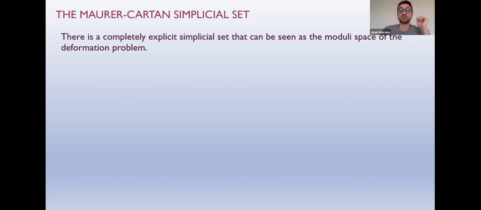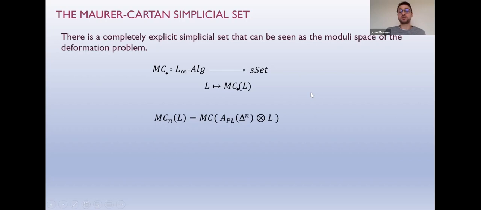So this is given by a functor, the Maurer-Cartan functor, which goes from the category of complete or nilpotent L-infinity algebras to simplicial sets. There are other simplicial sets which are equivalent to this, but I'm going to focus on this one because it is very visual. If you start with an L-infinity algebra L, you can build this new simplicial set so that its n-simplices are given by the usual Maurer-Cartan elements of a certain L-infinity algebra. That L-infinity algebra is obtained by extending the scalars of L by the commutative differential graded algebra of polynomial forms on the standard n-simplex.